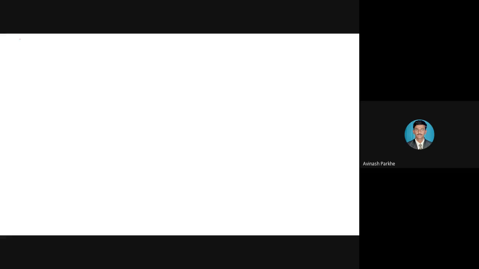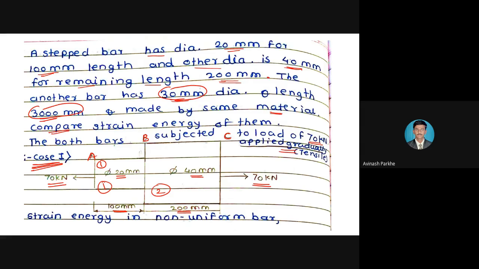Now, case number 1: strain energy stored in a stepped bar. So the stepped bar is in front of you. The two sections are given, section number 1 and section number 2.